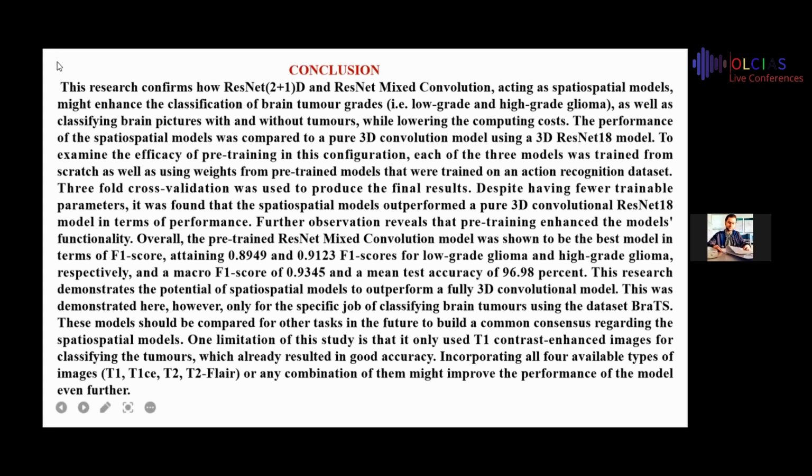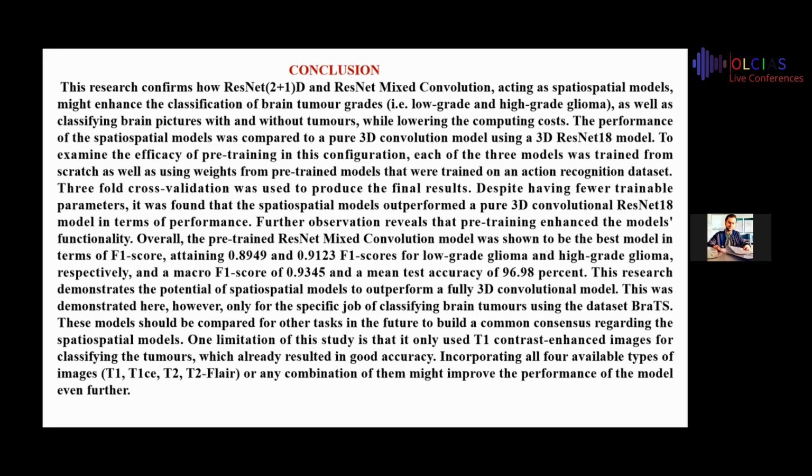So finally reaching the conclusion, this research confirms how ResNet (2+1)D and ResNet mixed convolution, acting as spatio-spatial models, might enhance the classification of brain tumor grade, that is low-grade and high-grade gliomas, as well as classifying brain pictures with and without tumor, while lowering the computing cost.